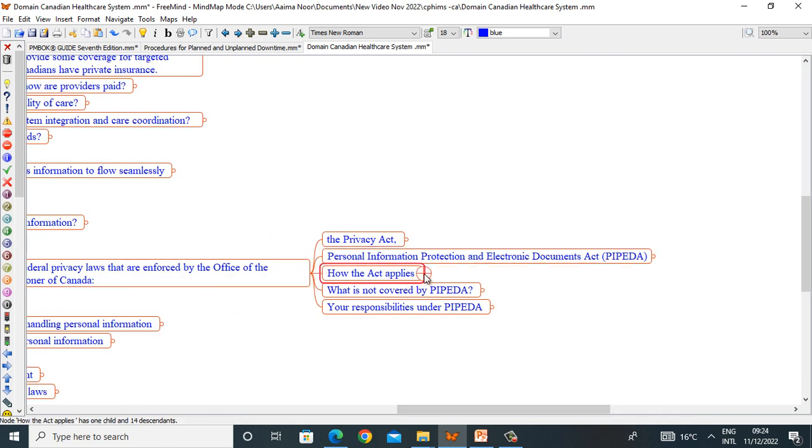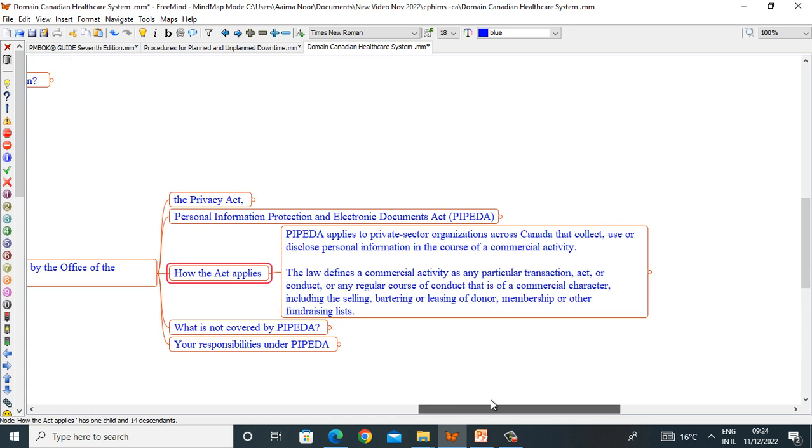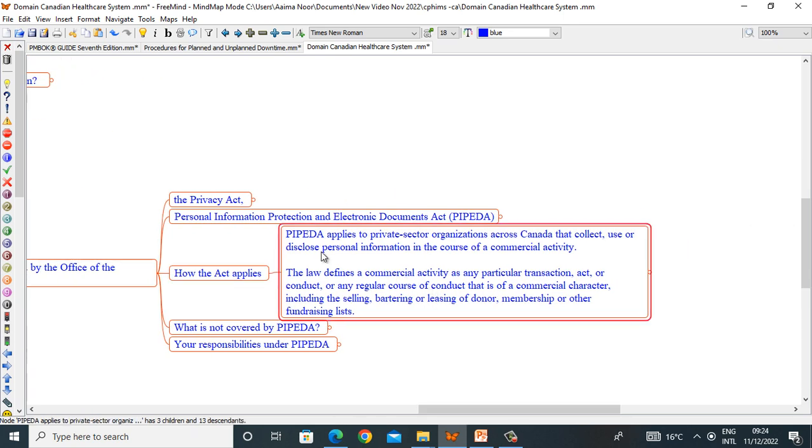Now we'll see how the Act applies. PIPEDA applies to private sector organizations across Canada that collect, use or disclose personal information in the course of commercial activity. The law defines a commercial activity as any particular transaction, act or conduct, or any regular course of conduct, that is of a commercial character, including the selling, bartering or leasing of donor, membership or other fundraising lists.